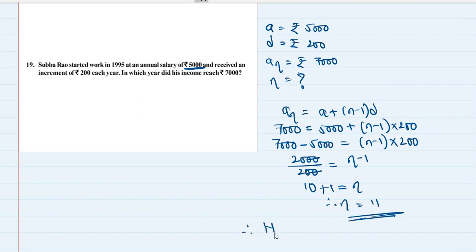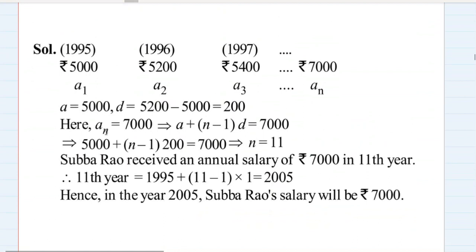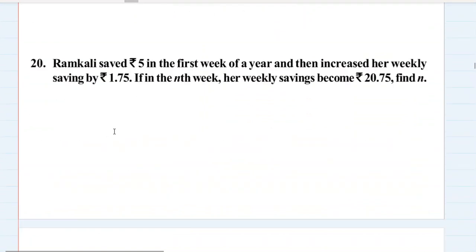Therefore his salary reached or became rupees 7,000 after 11 years. So this is how you apply the concept of arithmetic progression into any word problem and get the answer. Very easy. Let's check the answer. Okay. Yes, 11th year is the correct answer. Let's go ahead.